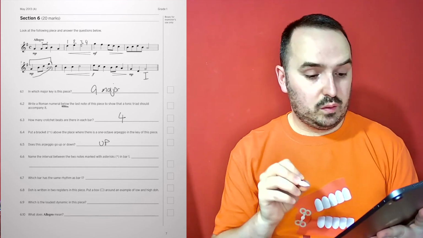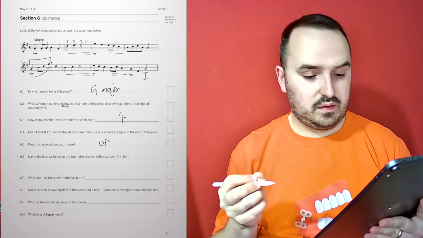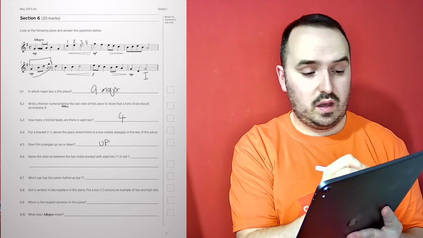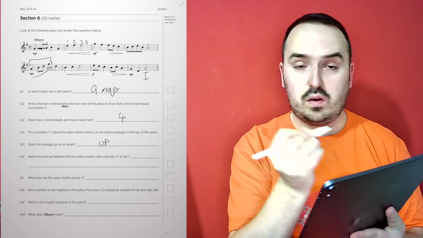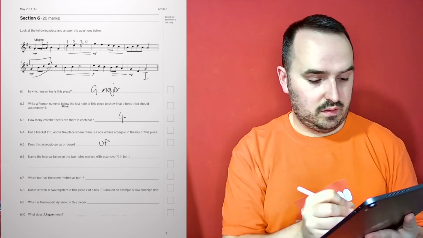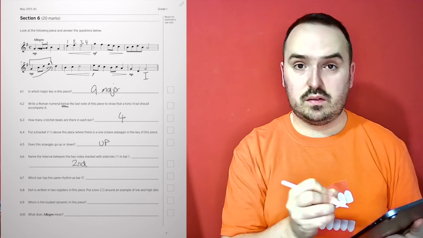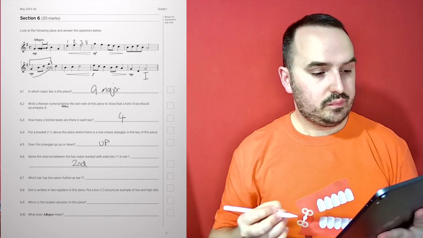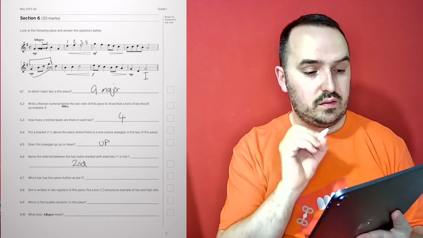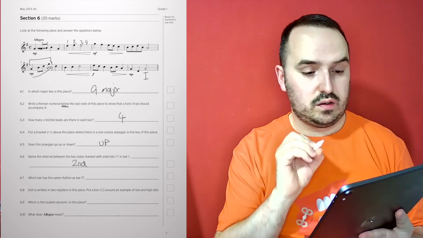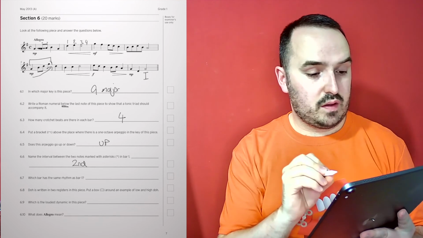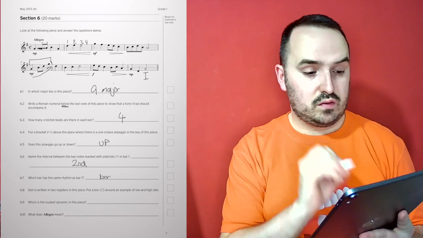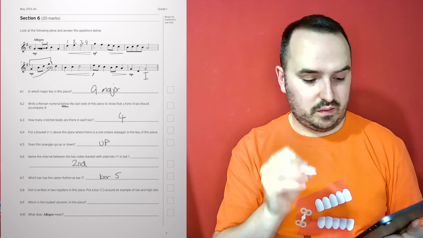Name the interval between the 2 notes marked with asterisks. We start with that first one here. That is number 1. We go counting up in spaces 1, 2. We're on our second note, so that is a second. Number 7. Which bar has the same rhythm as bar 1? Okay, so the rhythm in bar 1 is crotchet, quaver, quaver, crotchet, crotchet. We need to find something else that's got that rhythm. That bar 5 where we have the arpeggio, crotchet, quaver, quaver, crotchet, crotchet. Different notes but the same rhythm.